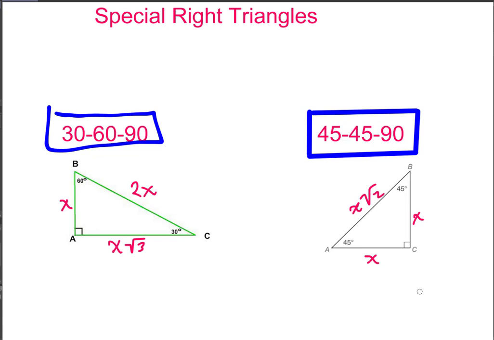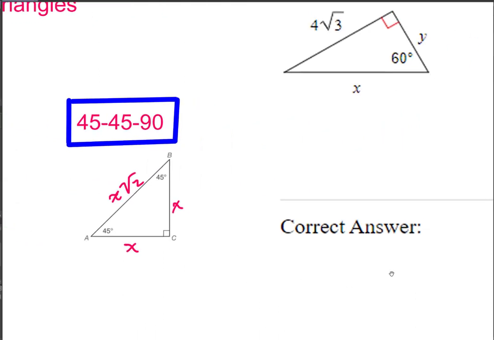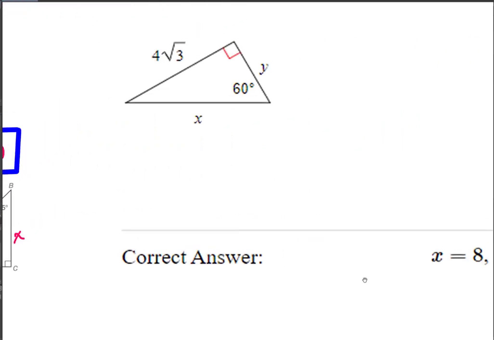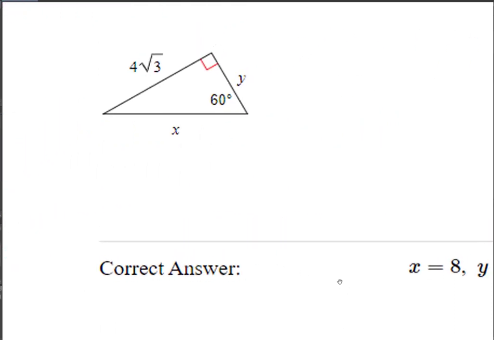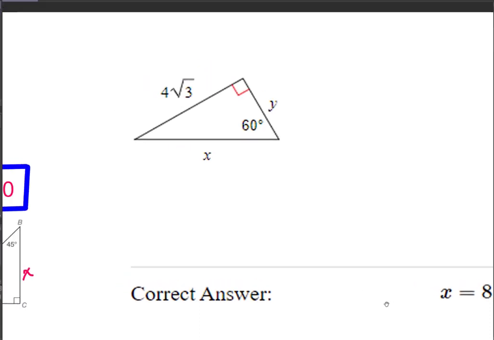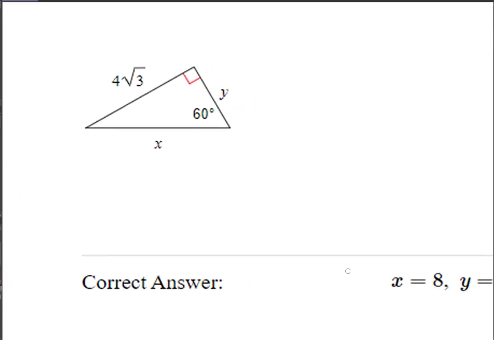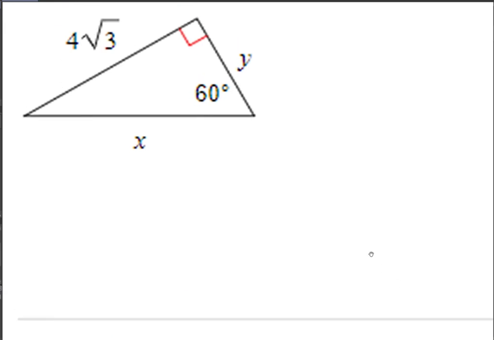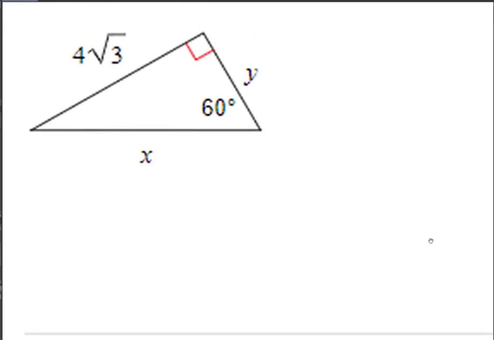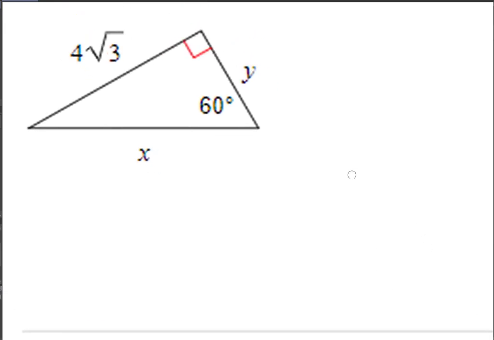So here's what I'm going to do. We're going to do some problems just so I can show you how it's done. Here we have a correct answer. I'm not going to tell you what the correct answer is. It's there in case we want to see it later. But basically what you have is a 30, 60, 90 triangle. This is 90, this is 60, so therefore this must be 30.